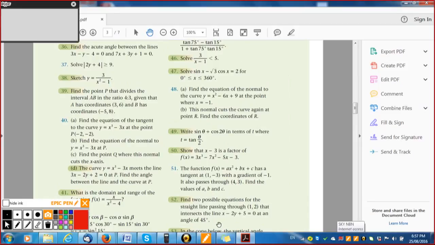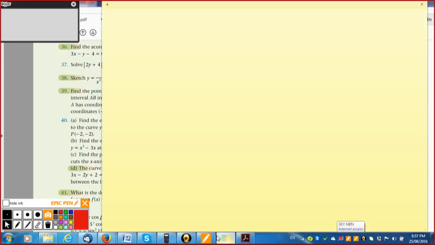So I'll have to remember this. Sine x minus root 3 cos x equals 2. So let me just go through this. You've got sine x, and that's a 1, by the way, minus root 3 cos x equals 2. And we've got to solve that between 0 and 360 degrees. Does that make sense?